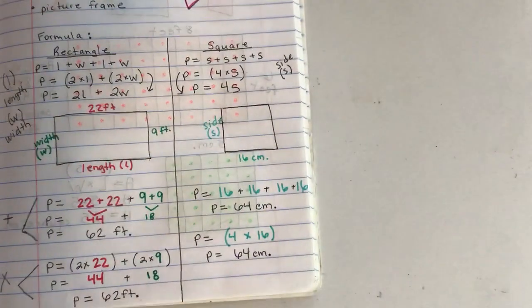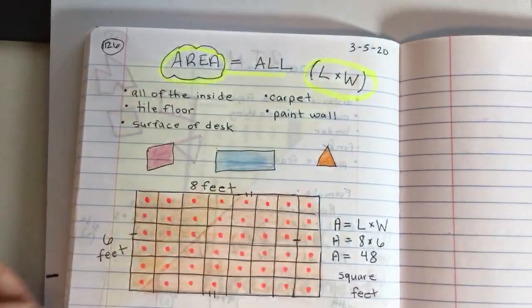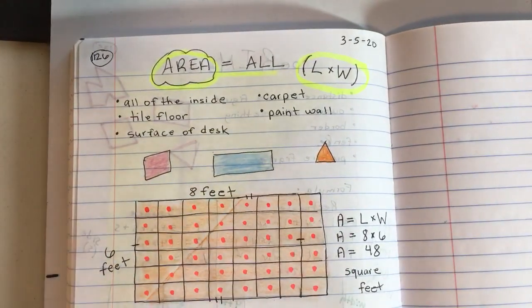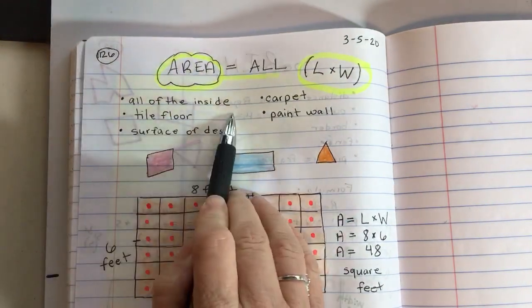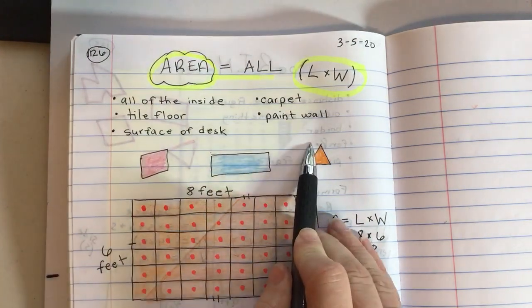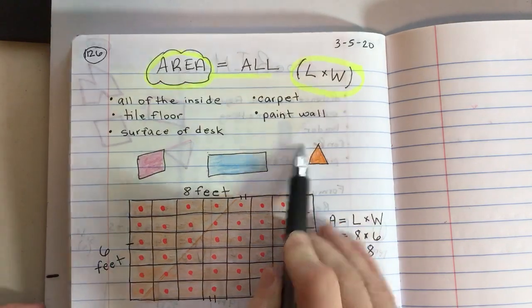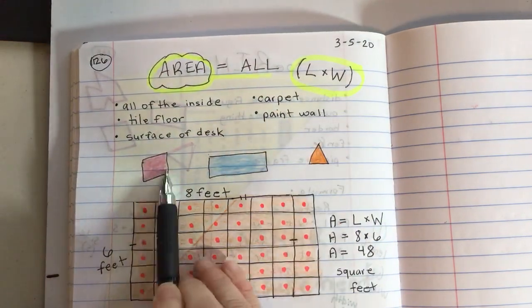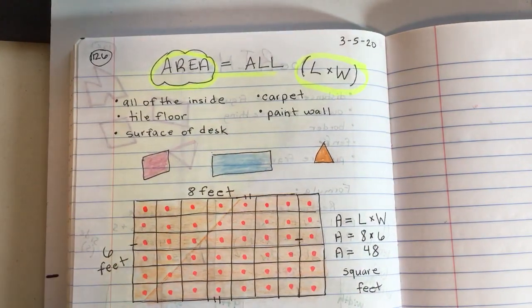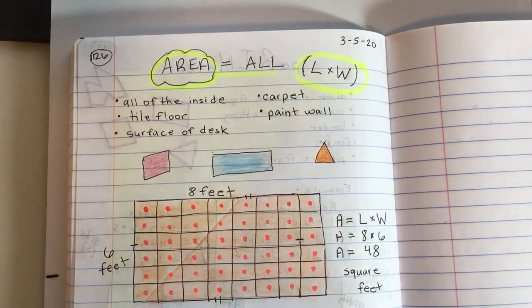All right, now, if I were to do the area, this is what we did on this day, right here, okay? Area is all of it, all of the inside of something, all of the tile floor, all of the surface of your desk, all the carpet, all the paint on the wall, the whole thing. So if we were doing a square, it'd be all of this area that we've colored in, not just the rim of that particular figure.